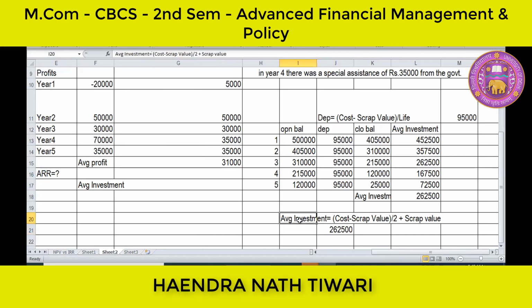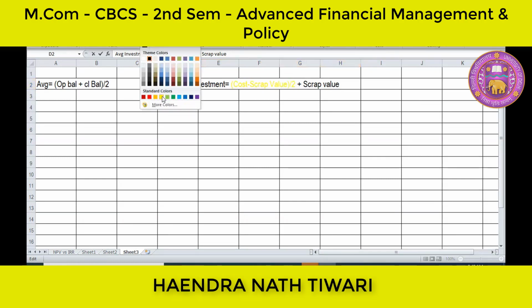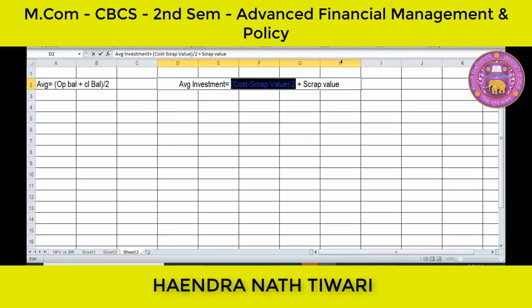has two components. This formula has two components. Number one, this component from here to here is the depreciable part, the part which will be depreciated, and this part is scrap value, which will not be depreciated throughout the life, will remain constant.